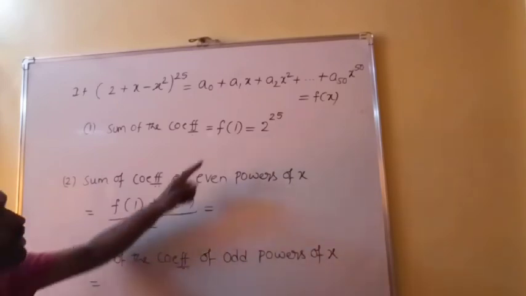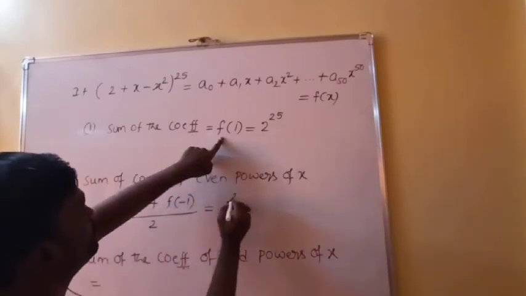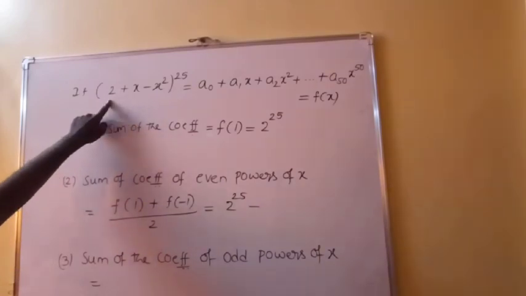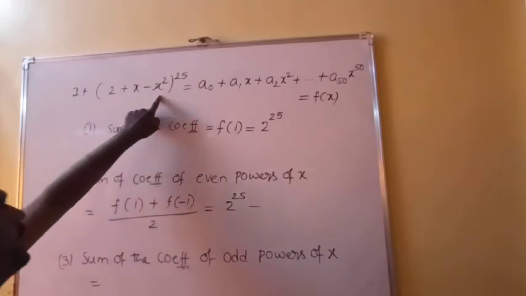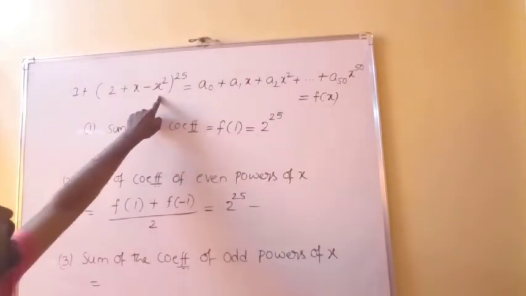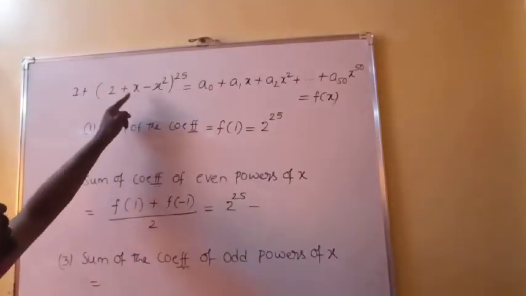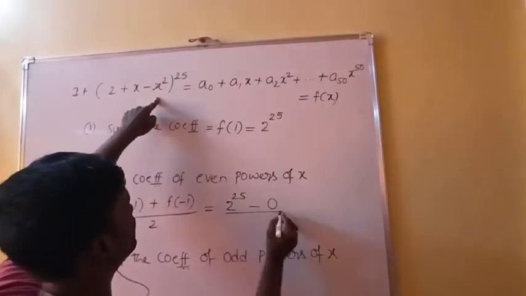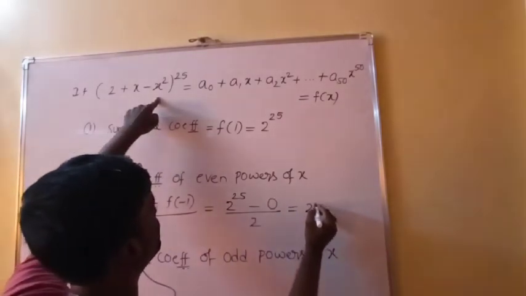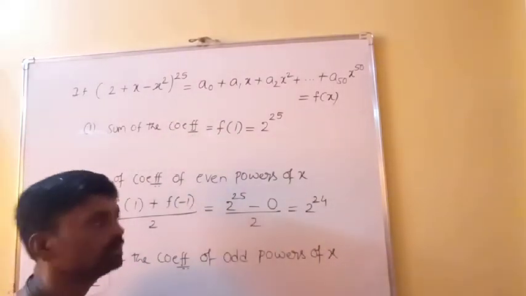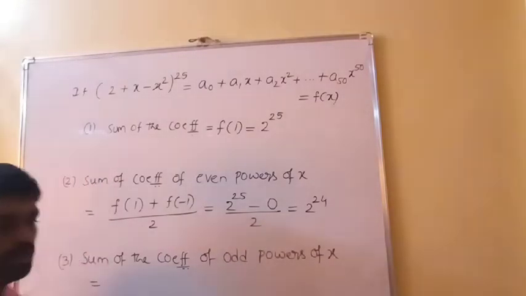So already we got f of 1 as 2 power 25. Now you put x value minus 1. What do you get? 2 minus 1, again it is minus 1. Minus 1 whole square is plus 1, but outside minus is there. So 2 minus 1 minus 1, how much? 0. 0 power 25 is 0, divided by 2. 2 power 25 minus 0 is 2 power 25. 2 power 25 by 2 is 2 power 24.